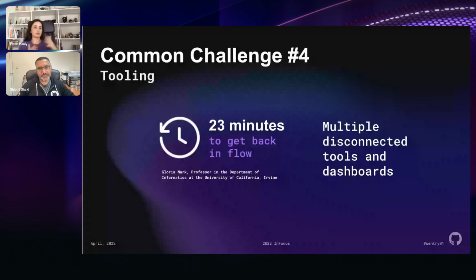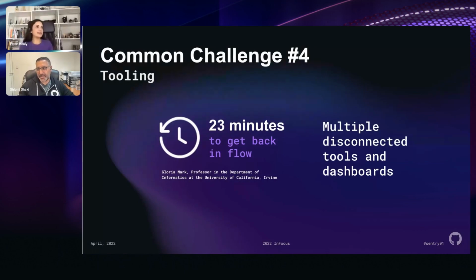And the 23 minutes, it's so true, because when a developer is writing code, it's going to take them sometimes longer or sometimes less to be able to go back and focus on what they're doing. So it's really hard to interrupt them. You want them to focus on what they're doing.